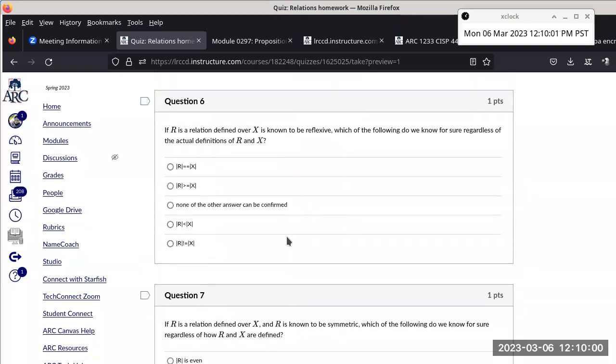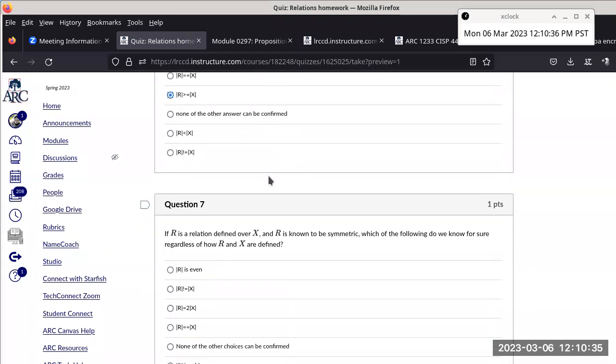Number 6, if R is a relation defined over X is known to be reflexive, which one of the following do we know for sure, regardless of the actual definitions of R and X? The only thing we know is there has to be at least as many elements in R as there are in X, because each element has to relate to itself. That's why the only thing we can really guarantee is this one. The rest, maybe, maybe not. Okay, it's hard to say.